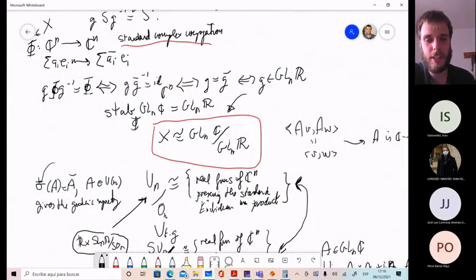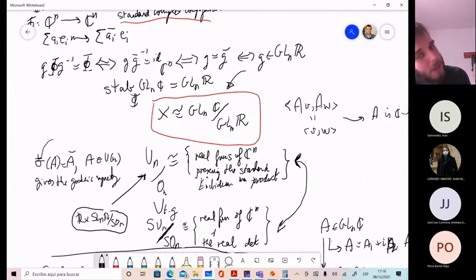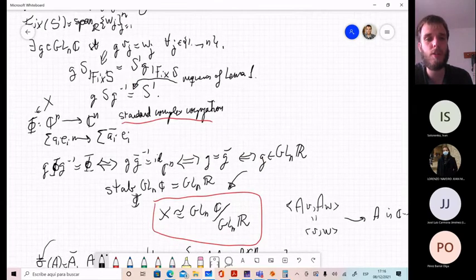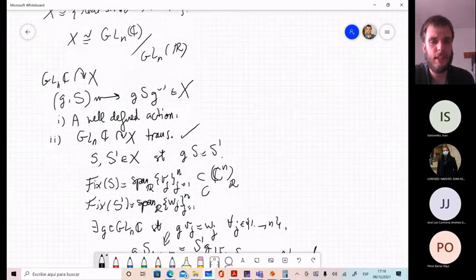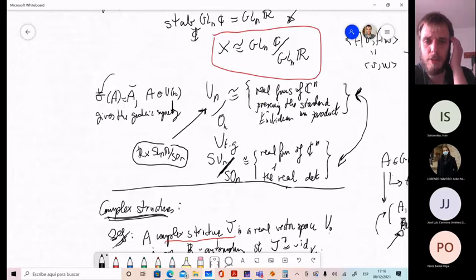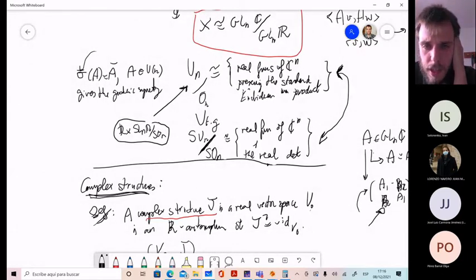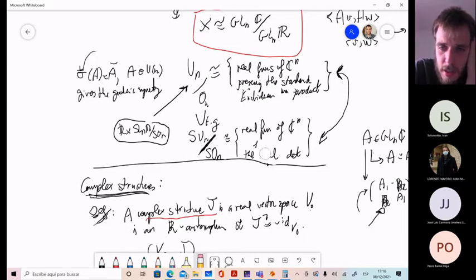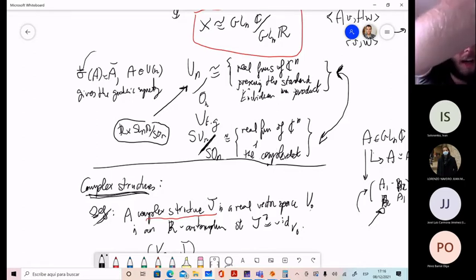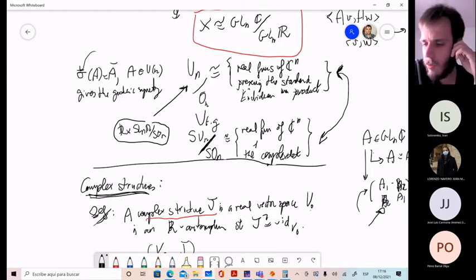Yeah, then we were discussing this homogeneous space, which is the space of real forms of Cn or real structures of Cn. And yeah, we had a bit of a problem with this because, at the end, I checked in Wikipedia that here is the complex determinant, I believe.